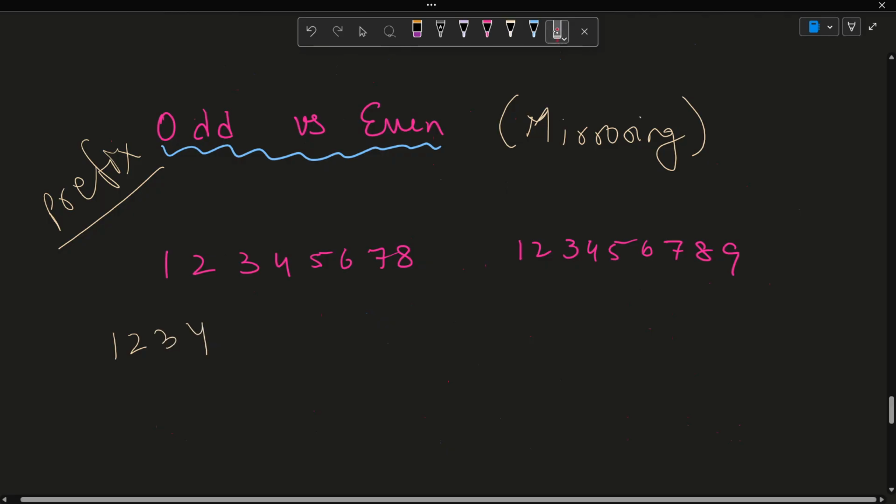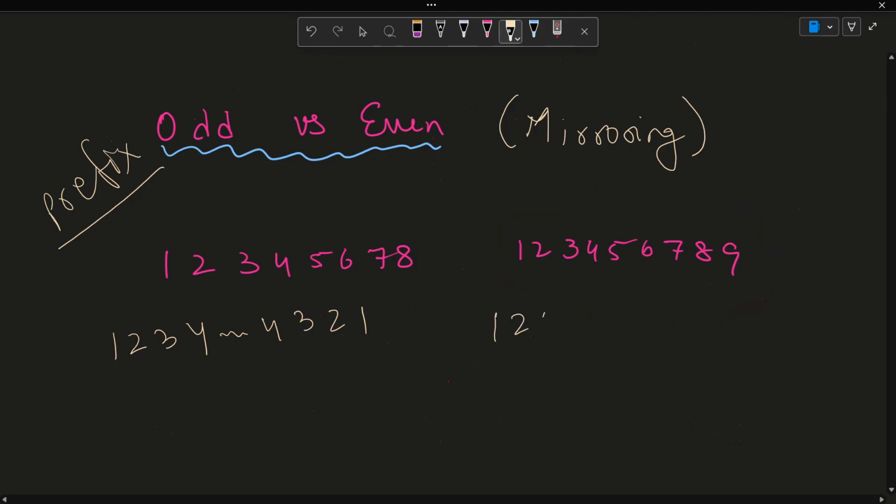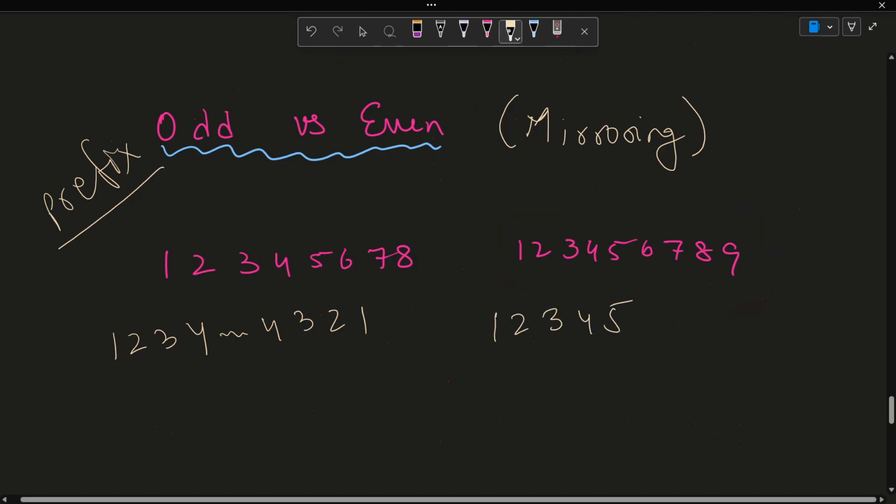The first, because the length is even in this case, right? I take the first 4 elements, and I just create the remaining string as 4 3 2 1. I just copy paste these elements. But if the length is odd, I can take 1 2 3 4 5, but rather than copying everything from 5 4 3 2 1, I don't use this 5 because this is odd.